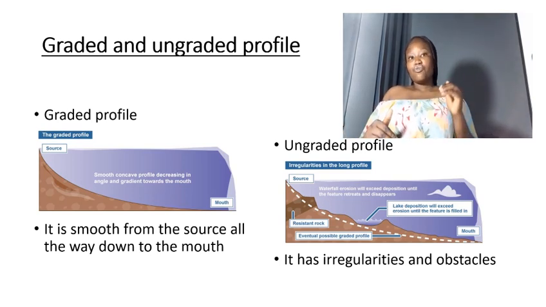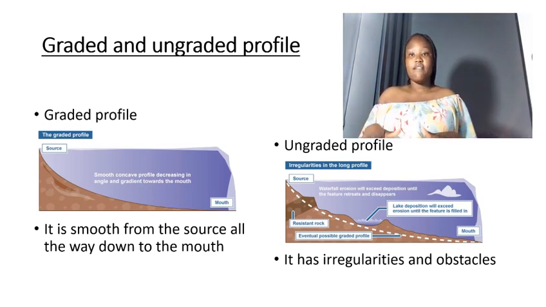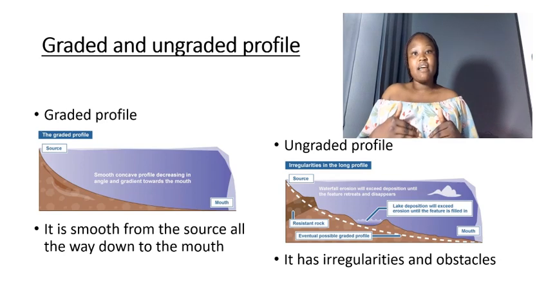This sudden drop in the profile is called a knick point. A knick point is a temporary base level of a river. A base level is the lowest point in which a river can erode. So a knick point is called a temporary base level because it is not the lowest point of the river. We have a mouth, which is the lowest point. So the mouth is the permanent base level of a river.